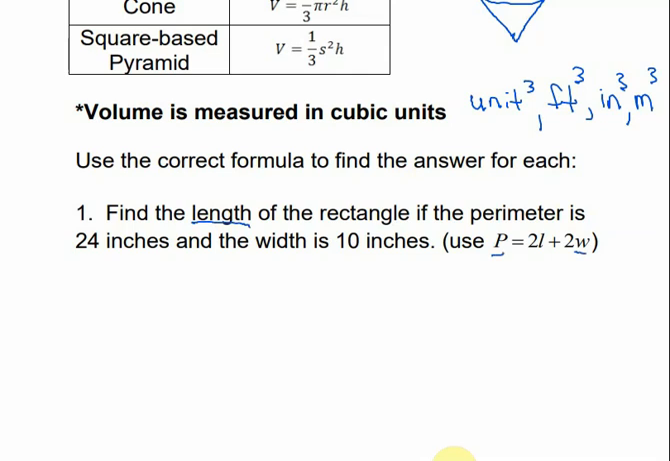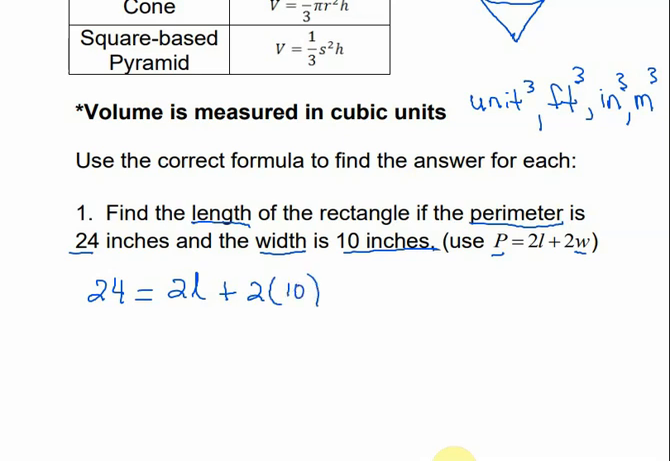Well, what do you think P stands for? The perimeter. And it says that the perimeter is 24 inches. So I'm going to fill in this formula with what they've given me. If P is 24, that's what I'm going to write. 24 equals 2 times L, which is the length. And we don't know the length, so it's going to stay L. Plus 2 times W, which is the width, and the width is 10 inches, so 2 times 10.